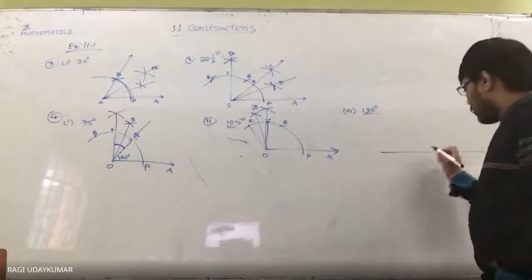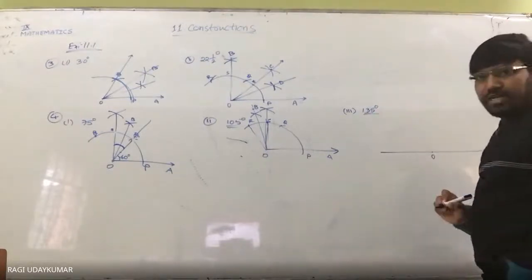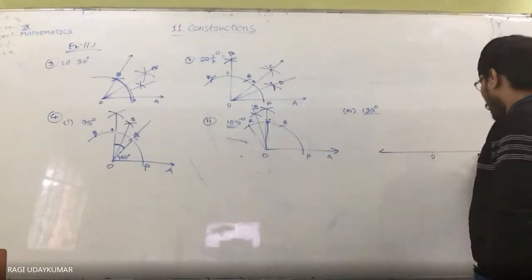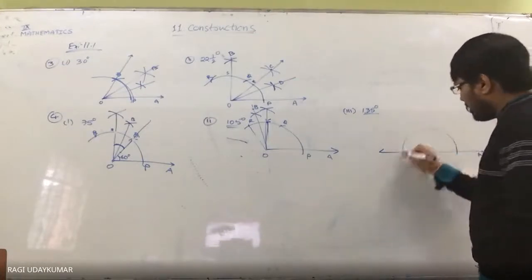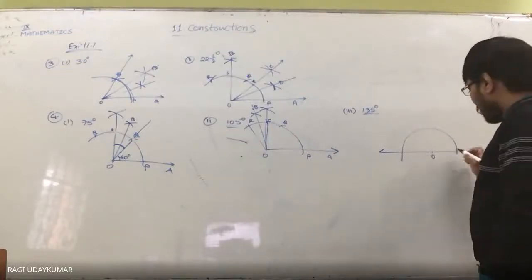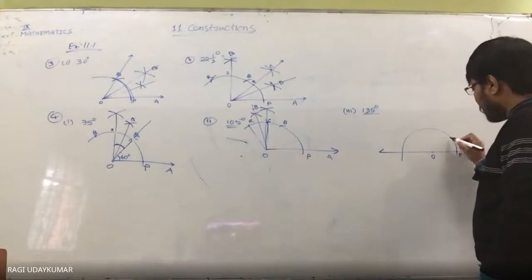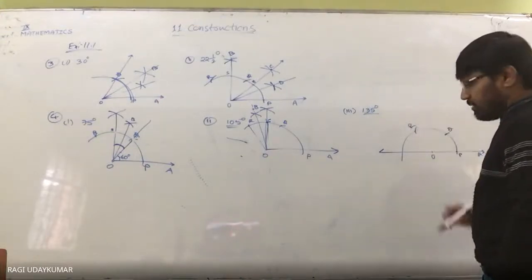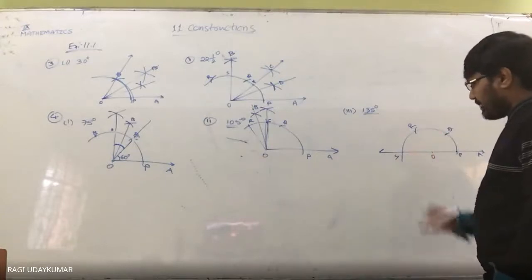Draw a ray. Mark the middle point O, and draw one line OA. With O as the center, draw one semicircle. After drawing the semicircle, this is P. With P as a center, draw one arc here, Q. With Q as a center, draw another arc here, R. And this point we consider S.